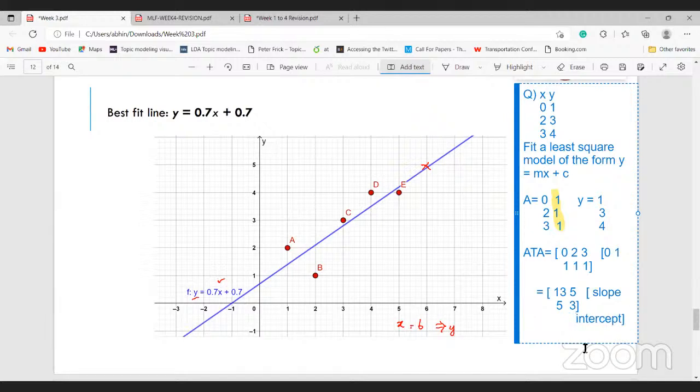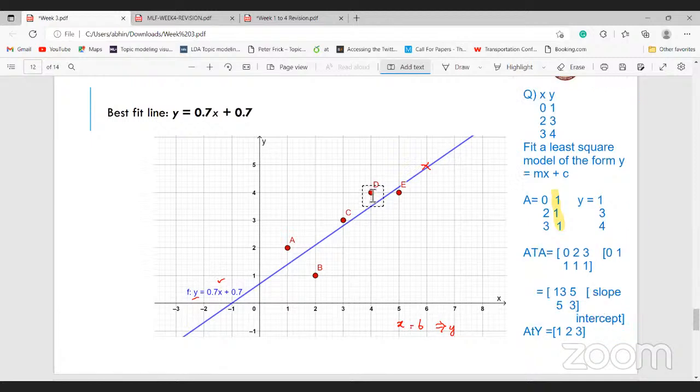And this should be equal to A transpose Y. So A transpose Y value, if you have, you can plug it in. I am just assuming it is 1, 2, 3. Now you solve it, you will get slope and intercept. This will be the form of question, and this is how you will solve it.